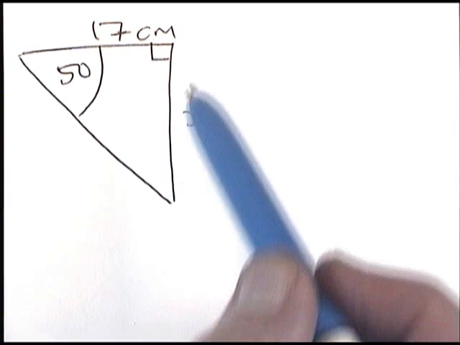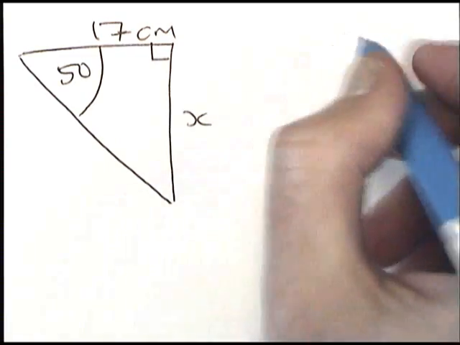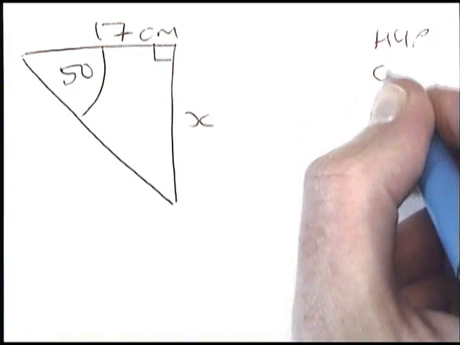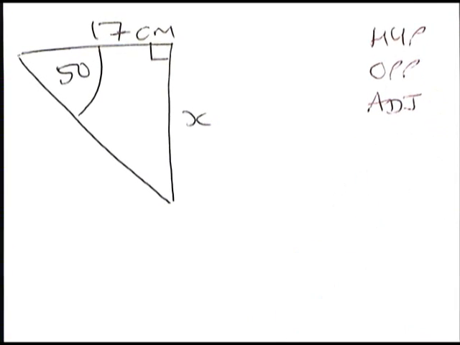In this question, we've got to find this length on the right-angled triangle. The first thing to do is to label the sides with the words hyp, op and adj. And I suggest you work through them in that order. Hyp, op and adj: hypotenuse, opposite and adjacent.